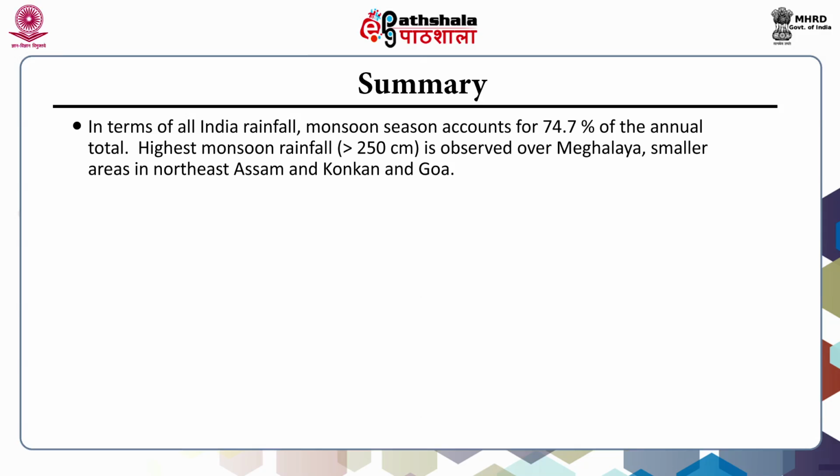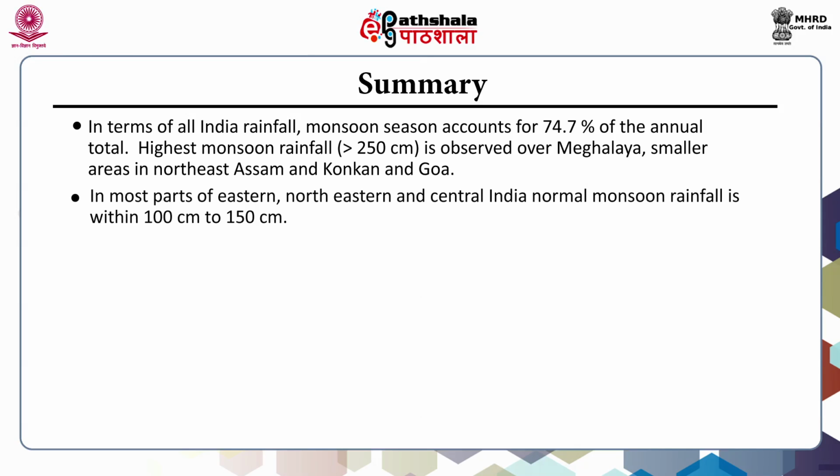In terms of all India rainfall, the monsoon season accounts for 74.7% of the annual total rainfall. The highest monsoon rainfall, which is greater than 250 centimeters, is observed over Meghalaya, smaller areas in northeast Assam, Konkan and Goa. In most parts of eastern, northeastern and central India, normal monsoon rainfall is within 100 centimeters to 150 centimeters.